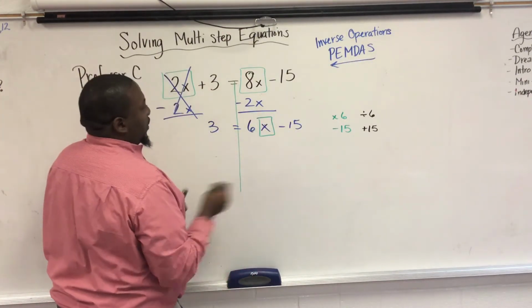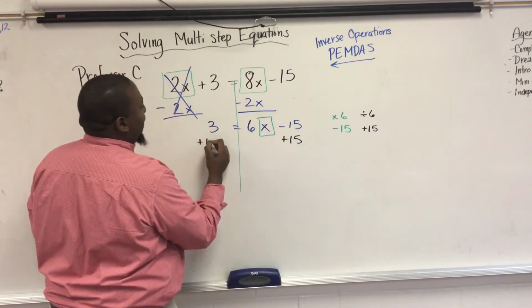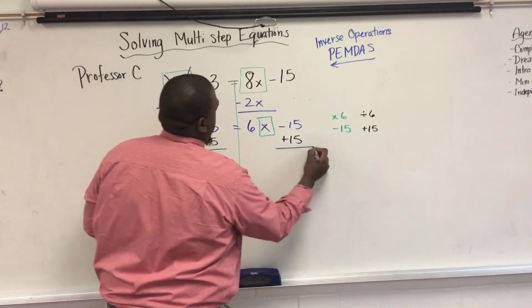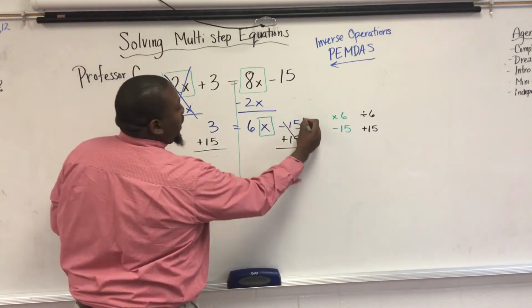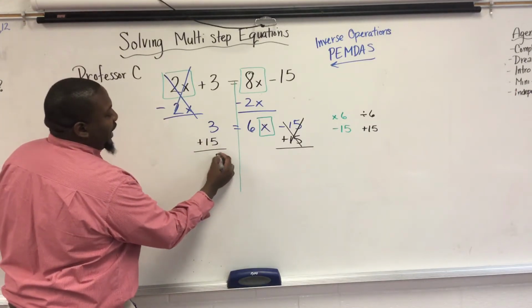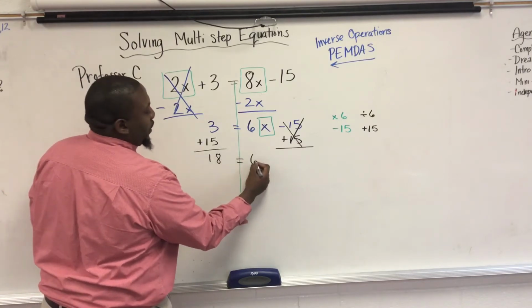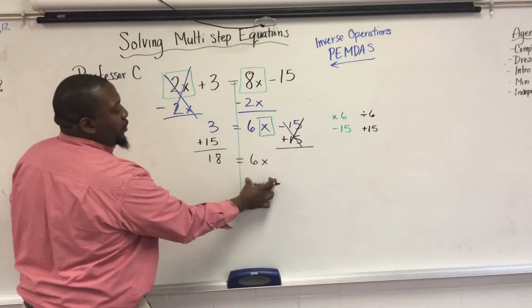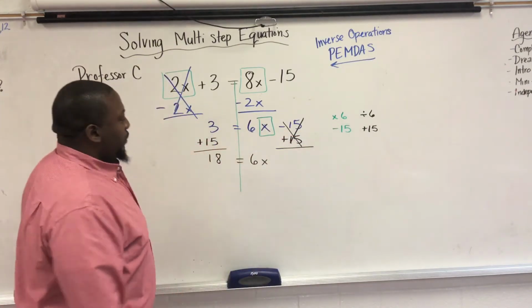So let's go ahead and add 15 on both sides. And again, I like to line my numbers based on place value. 15 minus 15 cancels out. 3 plus 5 is 8. And then 1 in my tens place. I bring down what I haven't used. And now I have to divide by 6 on both sides. So let's go ahead and do that.